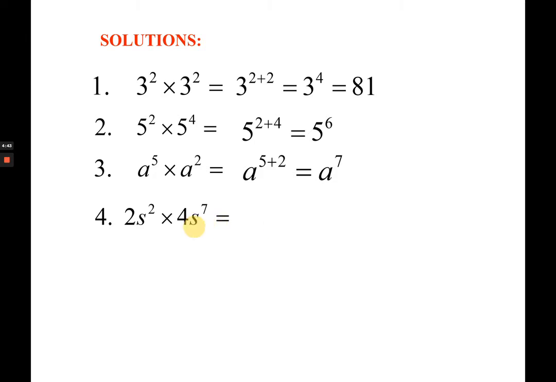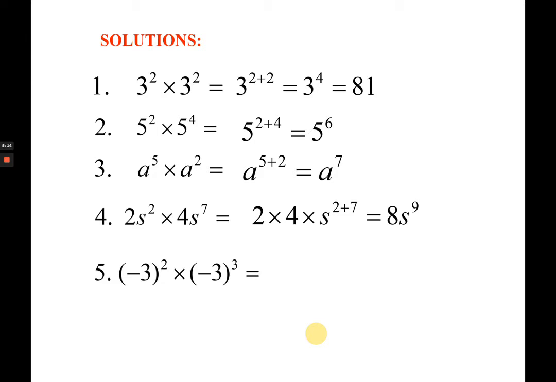Now, you have more terms involved. You have a number, a coefficient, and a variable. What do you do? You multiply your coefficients, or the numbers. 2 times 4, and then of course the rule for multiplying is you add your exponents when you multiply expressions with exponents. So the final answer is 8, and then 2 plus 7 is 9. You have a power of 9. 8 to the power of 9.